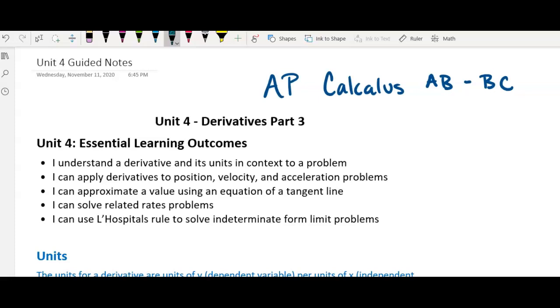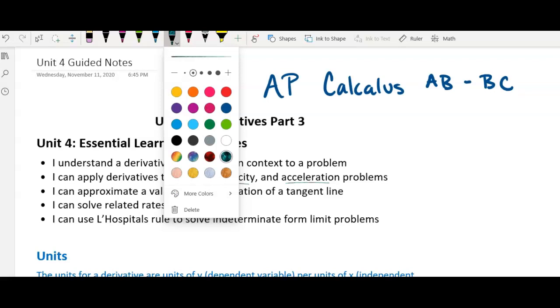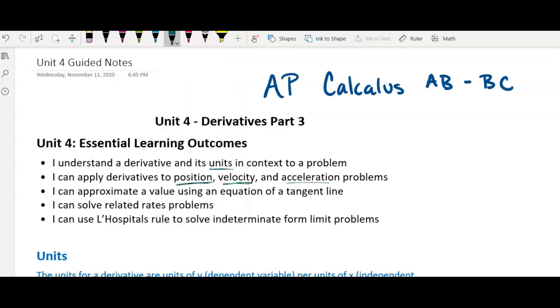Okay, Unit 4, Derivatives Part 3. We're going to talk about derivatives and their units, apply derivatives to position, velocity, and acceleration. Approximate a value using an equation of a tangent line. It's called linearization. Solve related rates problems, and use L'Hopital's rule to solve indeterminate form limit problems. Indeterminate forms are 0 over 0 and positive or negative infinity over infinity.